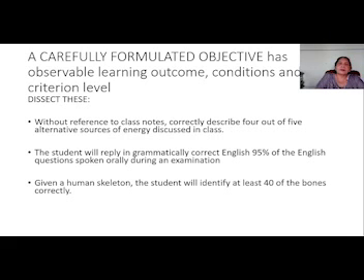Given a human skeleton, what is this? This is the condition. The student will identify, what's this? The observable learning outcome. At least 40 of the bones correctly. There are so many bones, the student is only expected to identify 40 of them. So is this clear now? A formulated objective should have all of these three elements: observable learning outcome, conditions, and criterion level.